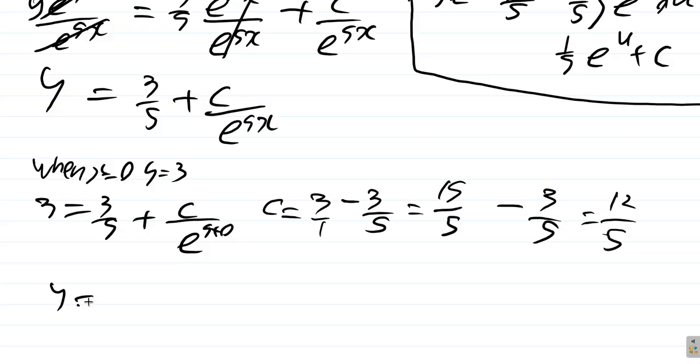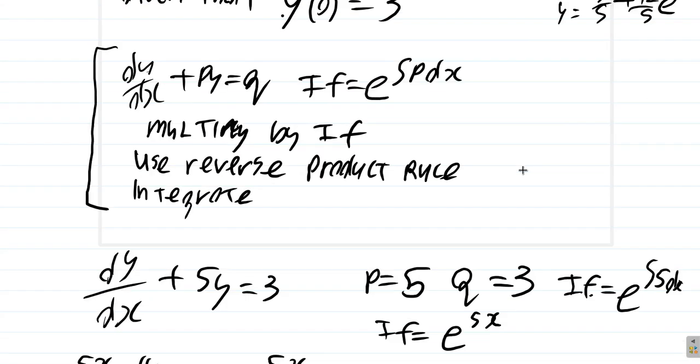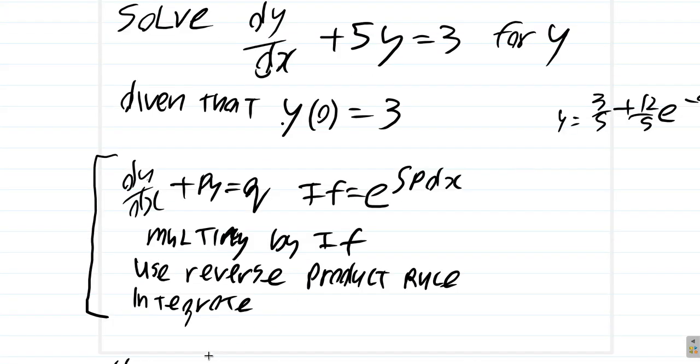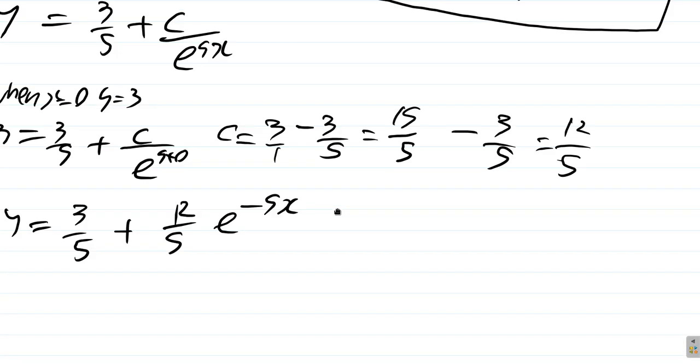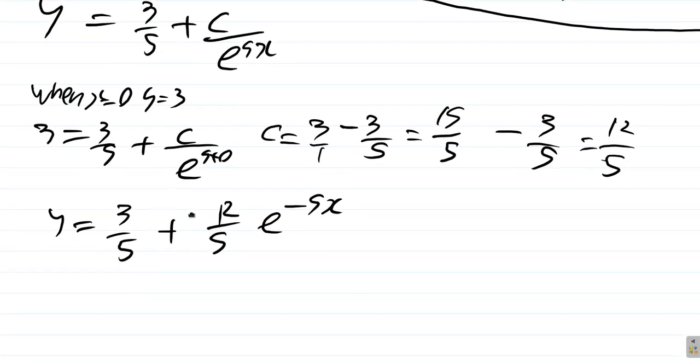So what you have is y equals 3/5 plus 12 over 5. This could be written as e to the negative 5x, right? So y equals 3/5 plus 12 over 5 e to the negative 5x, right? So that is what I got.